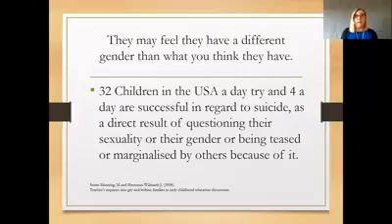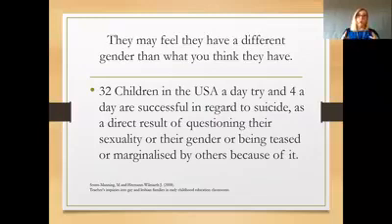Now this is a little hard slide to talk about, but I want you to think about the implications of people having internal conflict about what they think their gender is, what they physically present as, and what their genitalia is. And this statistic is from 2008, so it's actually quite old now, but it says 32 children in the United States of America a day try or attempt suicide, and 4 a day are successful as a direct result of questioning their sexuality or being teased or marginalised by others because of it.